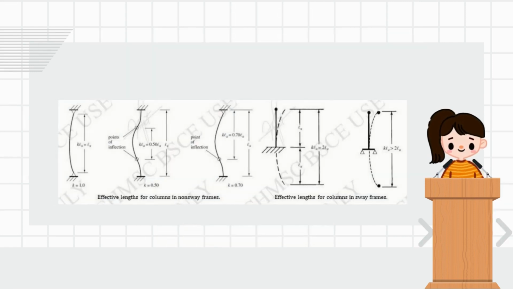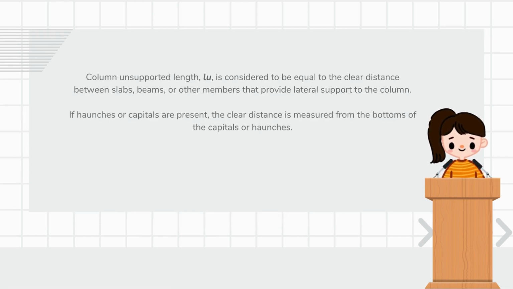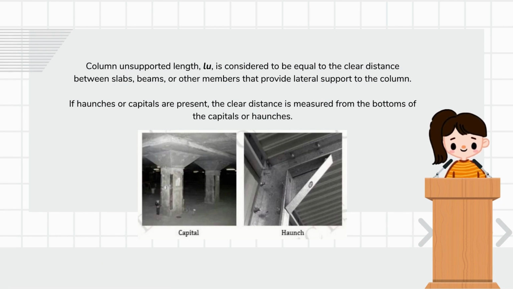And now, shown in the figure are the values for the effective lengths for columns in sway and non-sway frames. Let's talk about column unsupported length, the lu. It is considered to be equal to the clear distance between slabs, beams, or other members that provide lateral support to the column. If haunches or capitals are present, the clear distance is measured from the bottoms of the capitals or haunches.